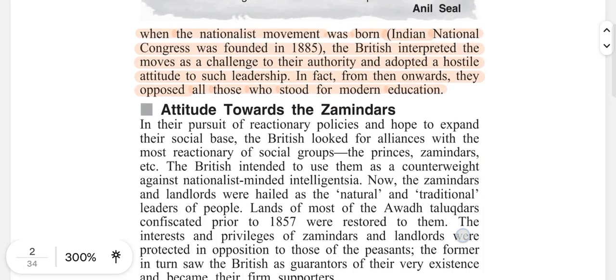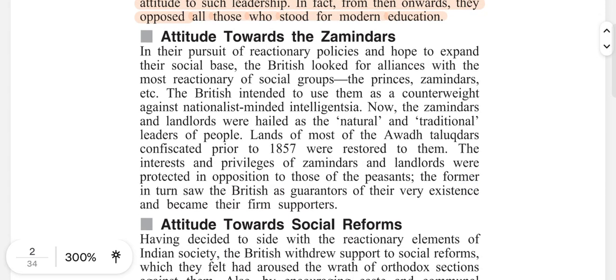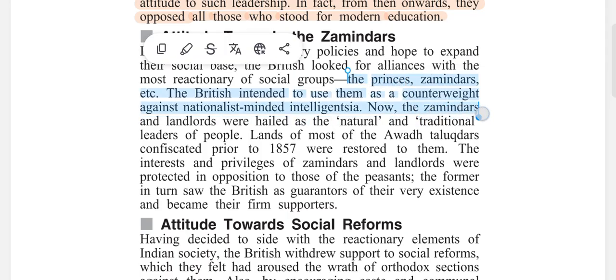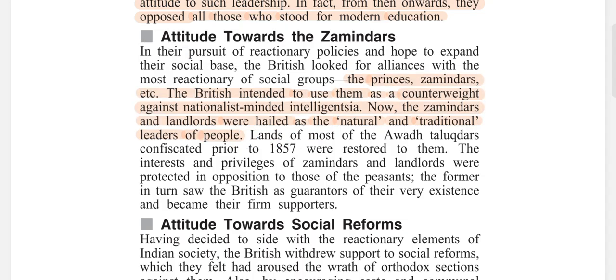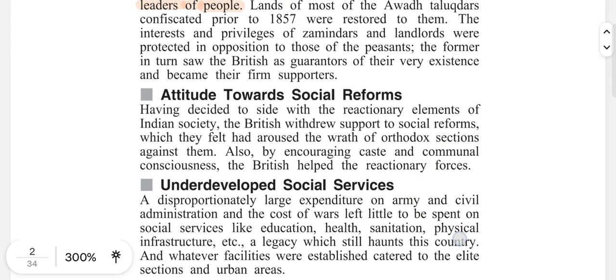Attitude towards the zamindars. In their pursuit of reactionary policies and hope to expand their social base, the British looked for alliances with the most reactionary of social groups, the princes, zamindars, etc. The British intended to use them as a counterweight against the nationalist-minded intelligentsia. Now, the zamindars and landlords were hailed as the natural and traditional leaders of people. Lands of most of the Awadh talukdars confiscated prior to 1857 were restored to them. The interests and privileges of zamindars and landlords were protected in opposition to those of the peasants. The former in turn saw the British as guarantors of their very existence and became their firm supporters.